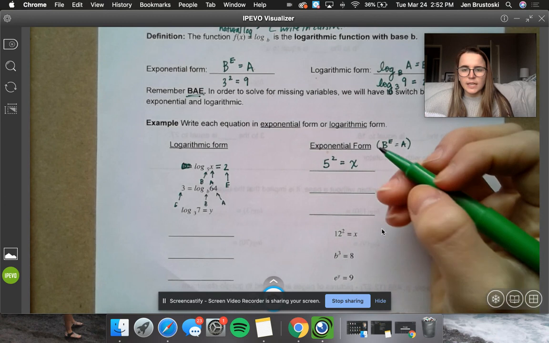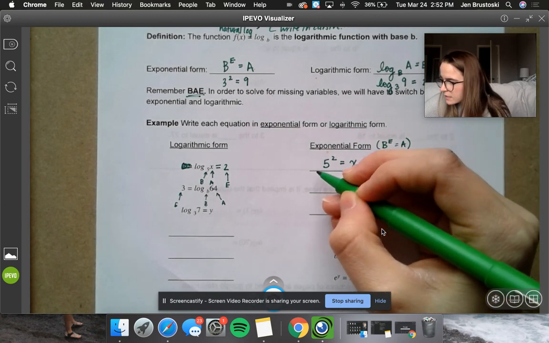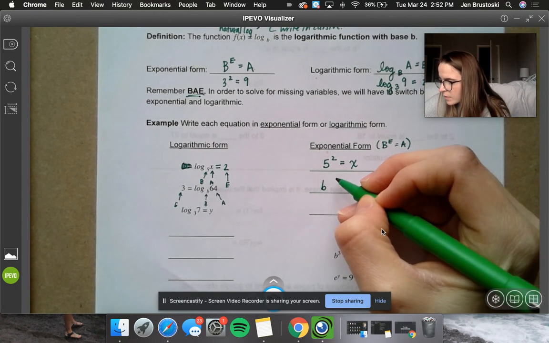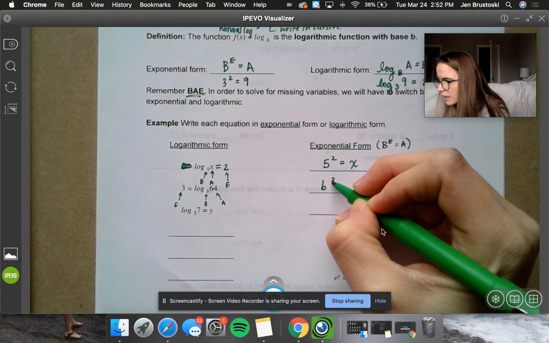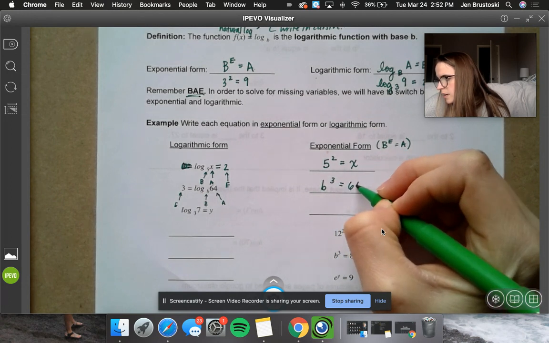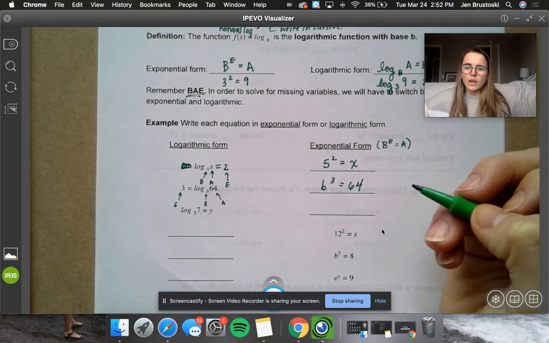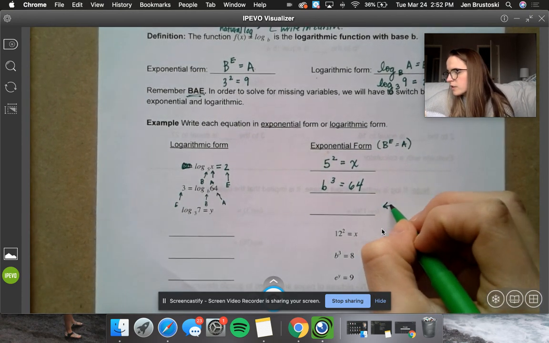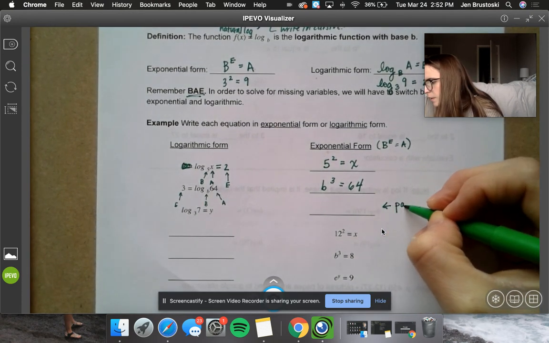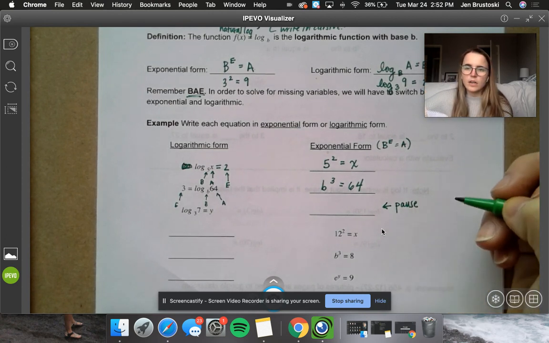That barely looks like an e. So we have base b, exponent 3, and answer 64. I would go ahead and pause here, try doing one on your own, and then check your answer. I'll show you how to do it.